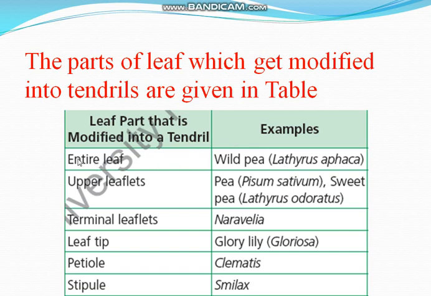The first example, that is the entire leaf is modified. The example is wild pea. And the upper leaflet only modified, example is pea plant, the common Pisum sativum. Then the terminal leaflet, that is Naravelia. Then leaf tip modified, that is glory lily, and petiole modified, that is called clematis. Then stipule modified, that is called smilax.